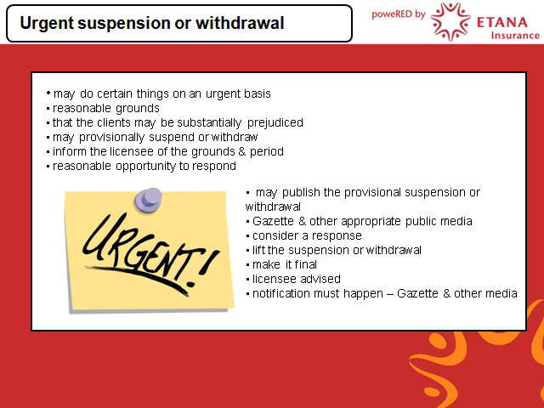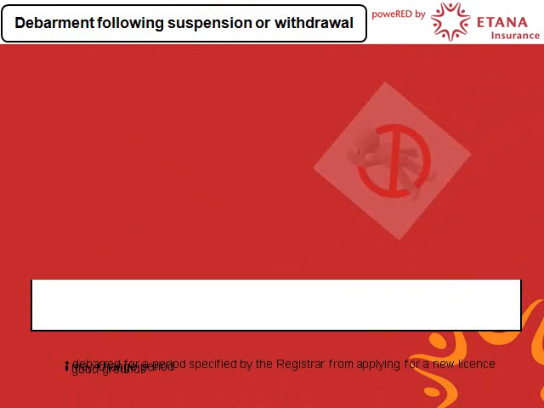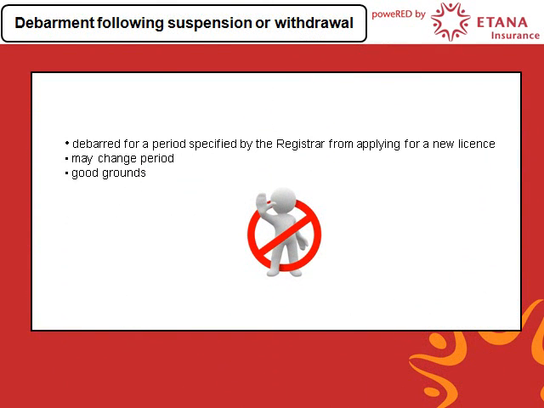If a license is suspended or withdrawn, the licensee is not authorized to act as an FSP. If a license has been withdrawn in terms of Section 9 of the Act, which deals with suspension and withdrawal of licenses, the person is debarred for a period specified by the registrar from applying for a new license, and the registrar may change the period if there are good grounds for the change.